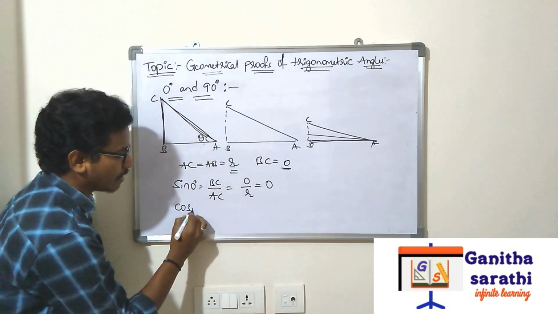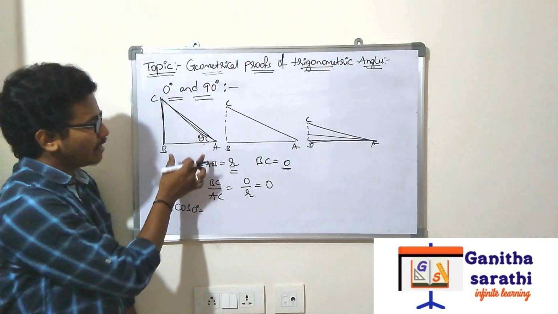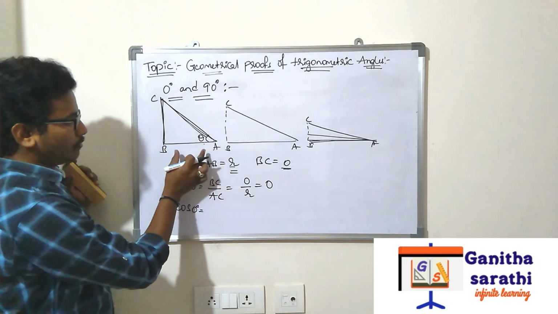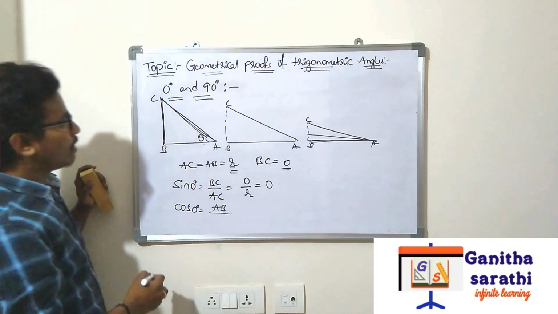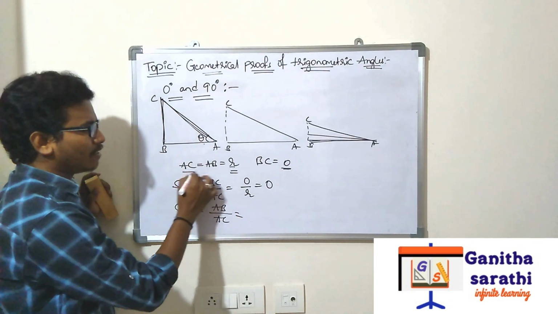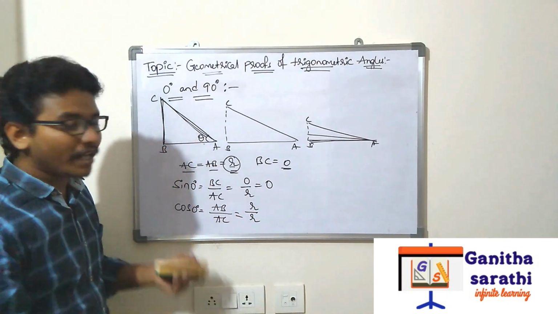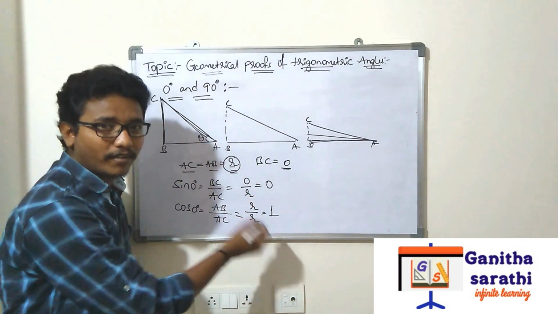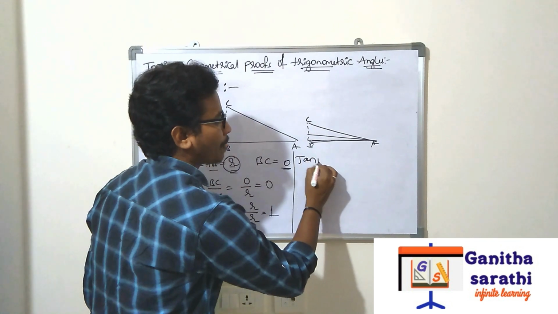Next, cos 0 degrees. The cos formula is adjacent side by hypotenuse. What is the adjacent side here? For theta, the adjacent side is AB. AB by the hypotenuse, which is AC. What are AB and AC? Both are equal to R. So R by R is equal to 1. So cos 0 degrees is equal to 1.